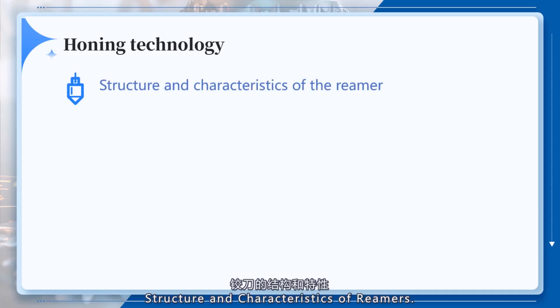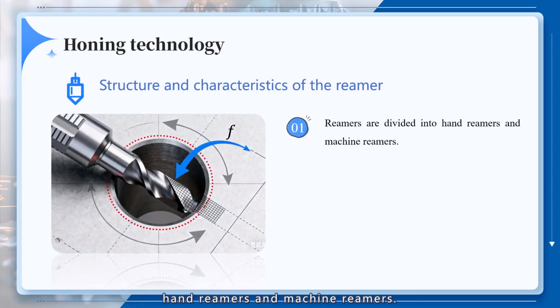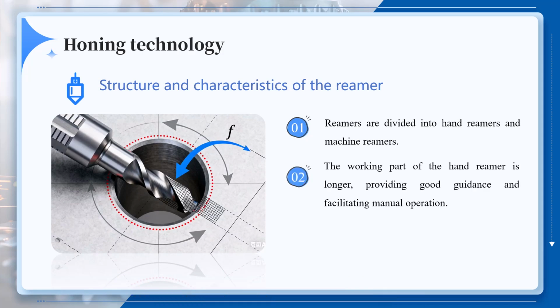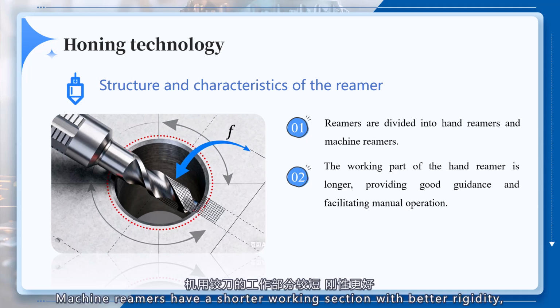Structure and characteristics of reamers. Reamers are divided into two types, hand reamers and machine reamers. Hand reamers have a longer working section, providing good guidance and facilitating manual operation.